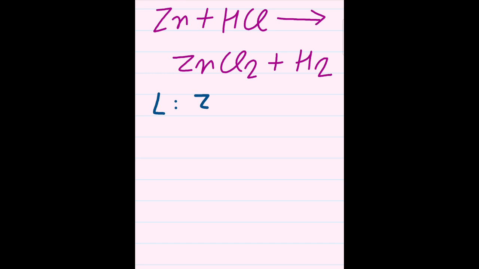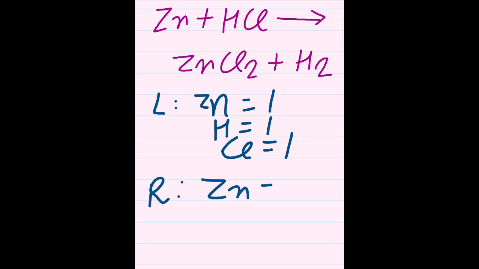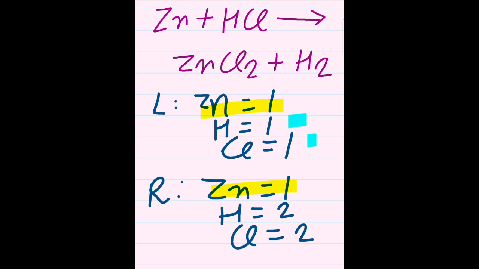On the left hand side there is 1 zinc, 1 hydrogen and 1 chlorine. And on the right hand side there is 1 zinc, 2 hydrogens and 2 chlorine. So zinc is already balanced, but hydrogen and chlorine are not balanced. There are 1 hydrogen, 1 chlorine on the left hand side and 2 on the right hand side. So if we place 2 here in front of HCl, then the equation will be balanced.